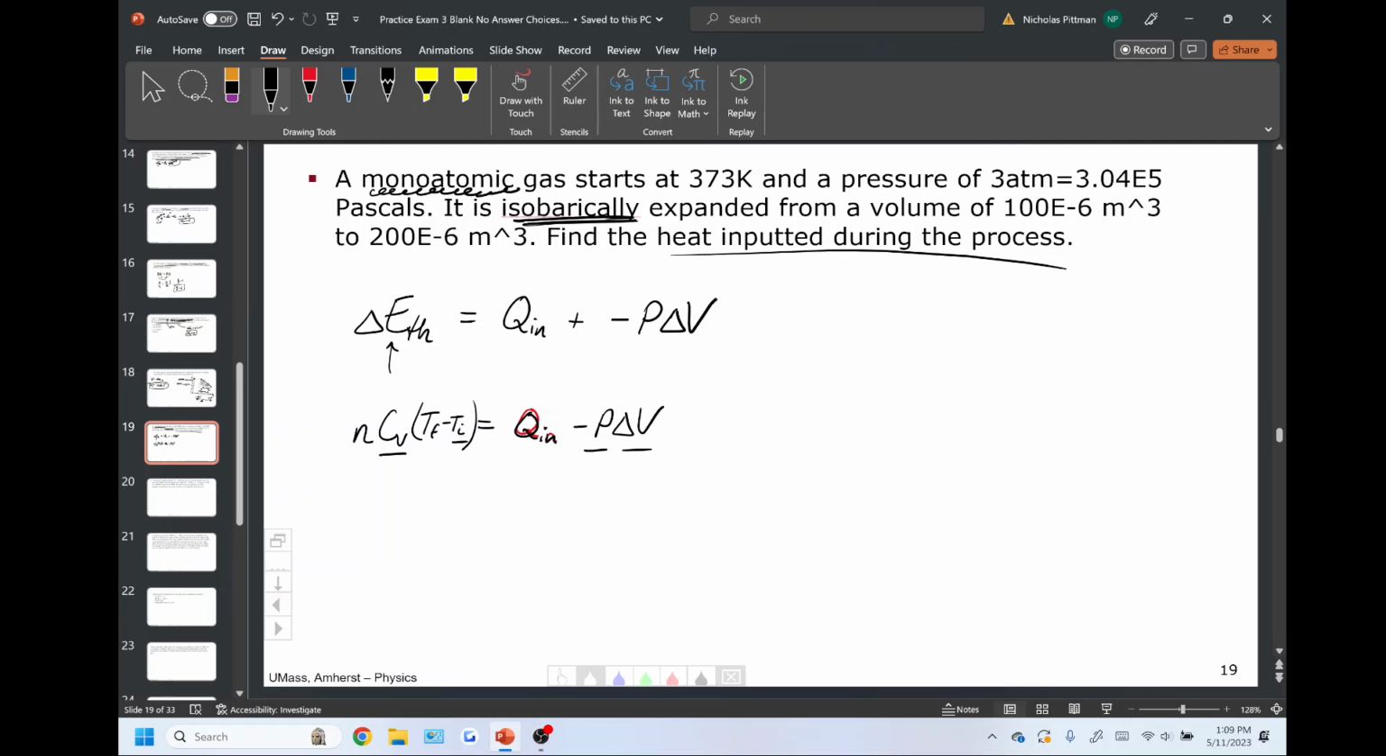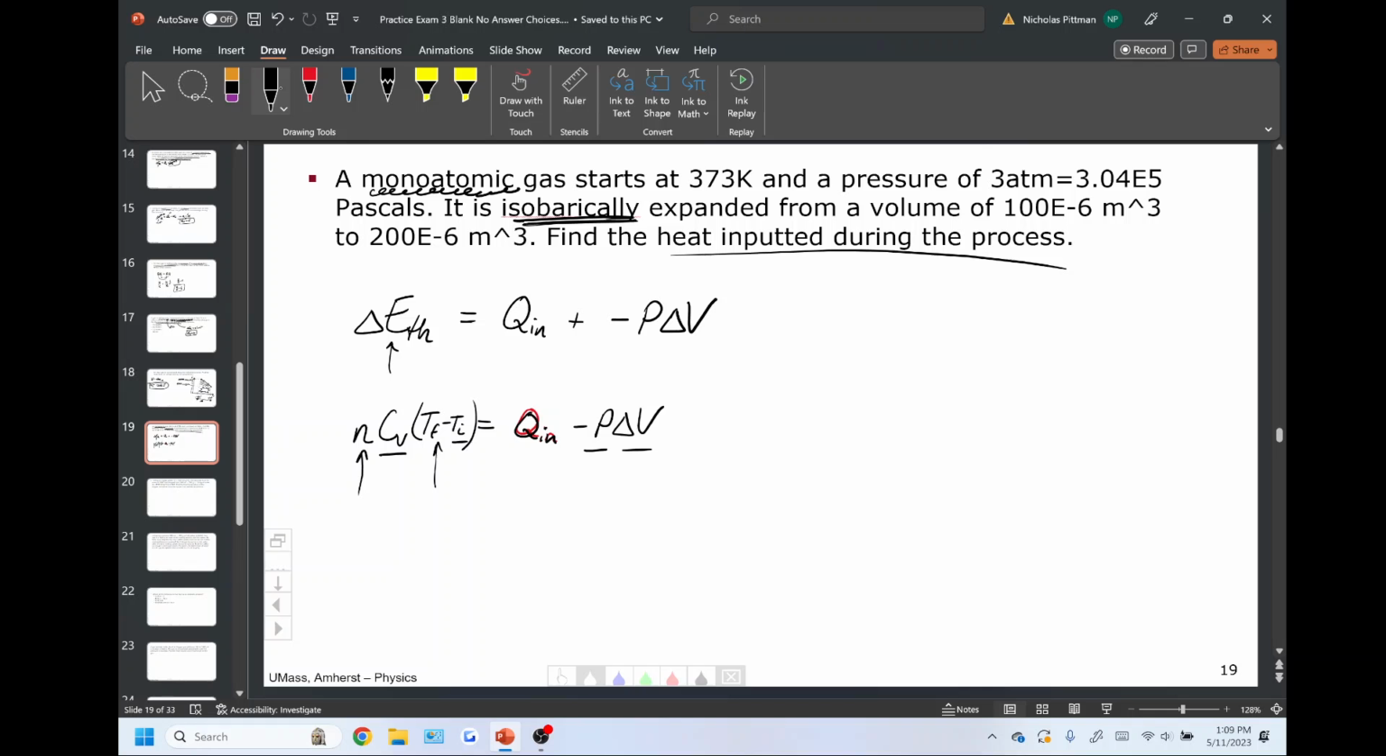All right, now here's where you kind of have to play around with it a little bit. This is a tough question. Might make this the extra credit, to be honest. It looks like we're stuck because we have 3 variables. We don't know N, we don't know the final temperature, and we don't know heat in, which is our actual variable. So we need to find a way to find T final and N.